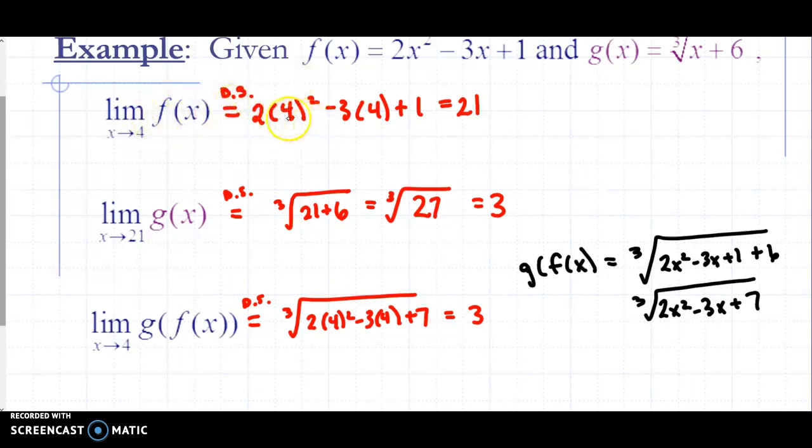So I did use direct substitution here. F of x is a polynomial, so we just talked about that. So the limit of f of x as x approaches 4 is 21. Same thing here, the limit of g of x as x approaches 21 of g of x is 3. And here, limit as x approaches 4 of g of f of x. Well, first I figured out what is g of f of x, then I used direct substitution, and I got 3. Another way to do this is finding the limit of f of x as x approaches 4, which we did here, and then plug that into g of x, and evaluate that limit. I mean, that's the same thing.